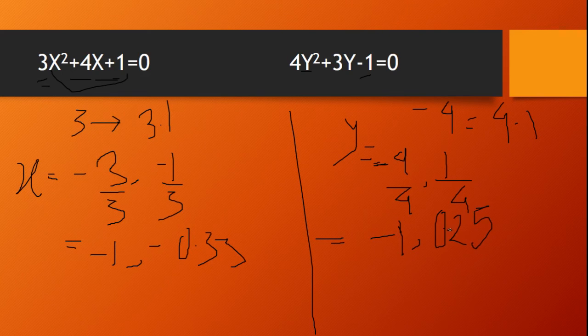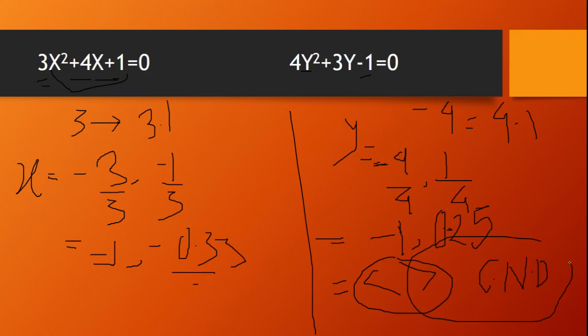So if you compare, minus 1 equal to minus 1. Minus 1 is lesser than, and minus 0.33 is greater. So if we find both signs, lesser than and greater than, then the answer will be cannot be determined. So the answer here will be cannot be determined.